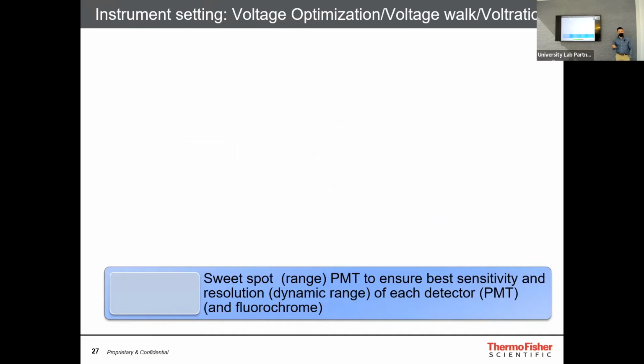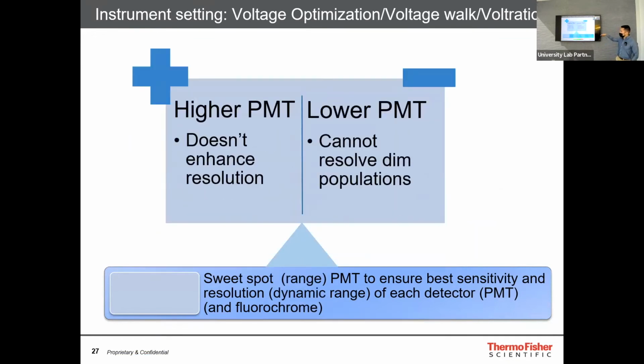Similarly, the instrument also has a sweet spot in terms of voltages. So a higher PMT, so you turning up the voltage, and this is probably more familiar if you're used to running a flow cytometry experiment.